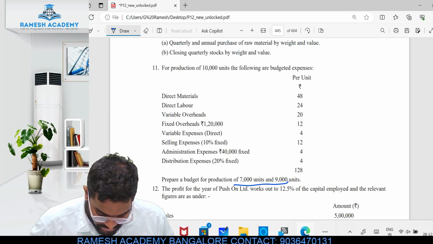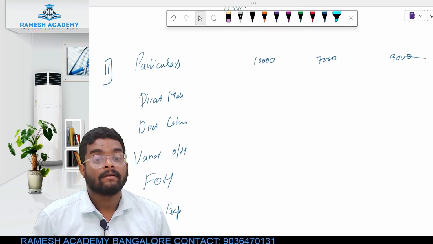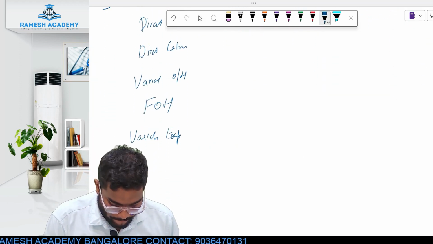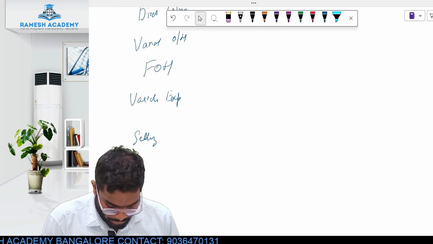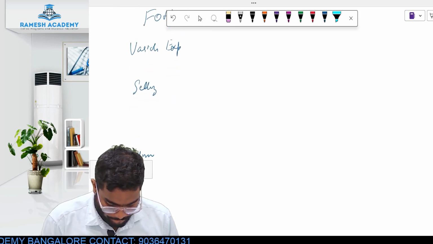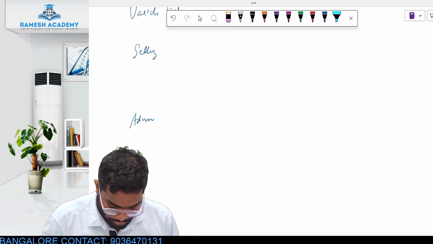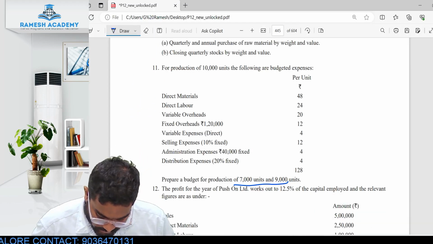Selling expenses, admin, selling, admin, distribution. Which is the fixed, only fixed expenses? Admin.